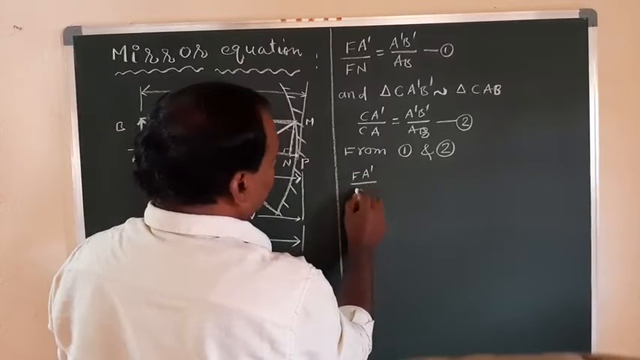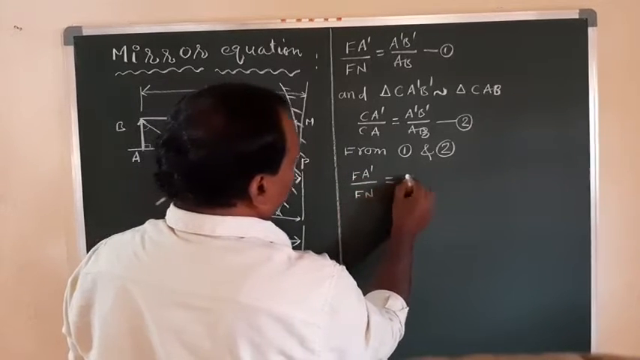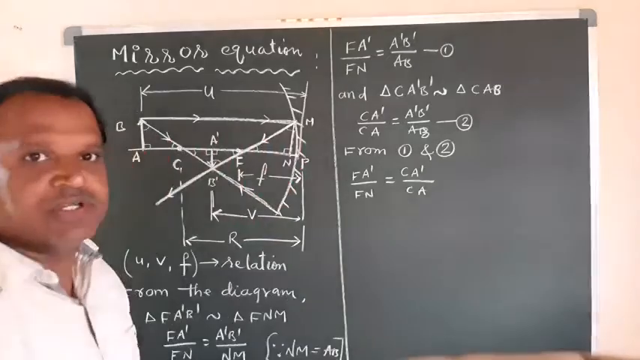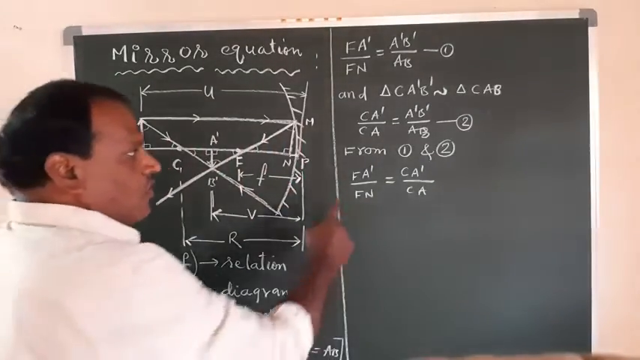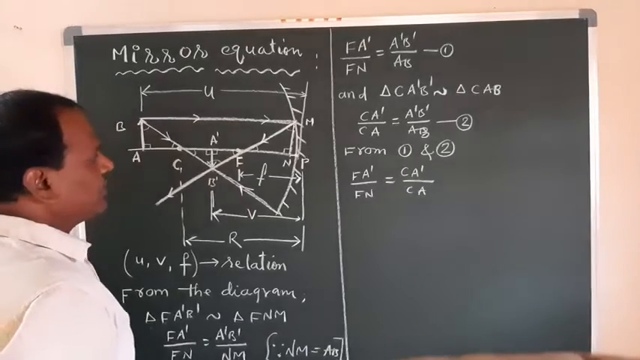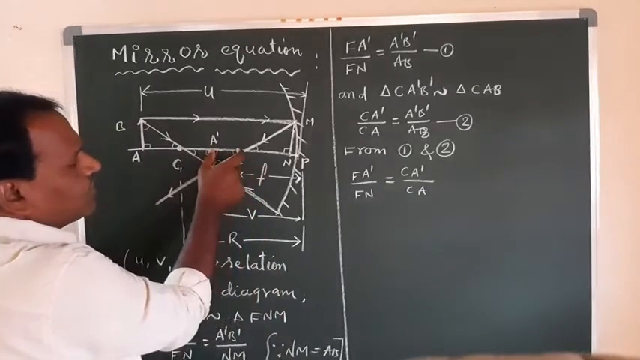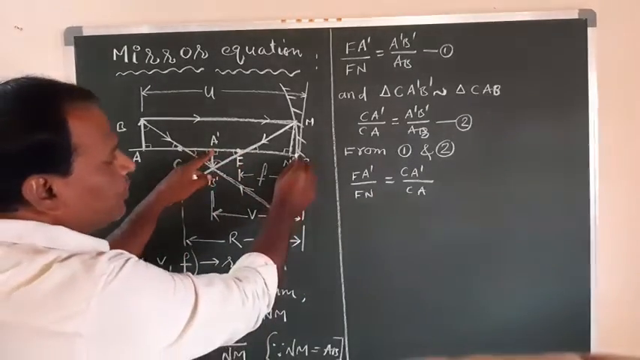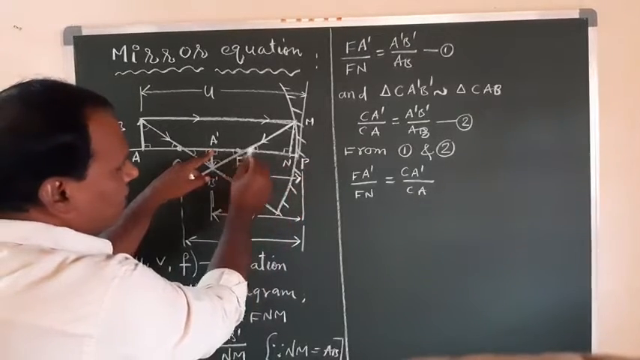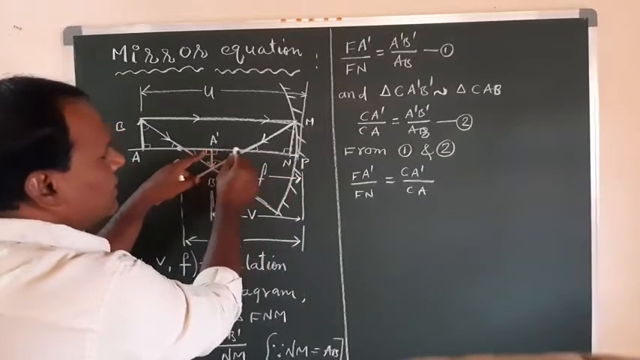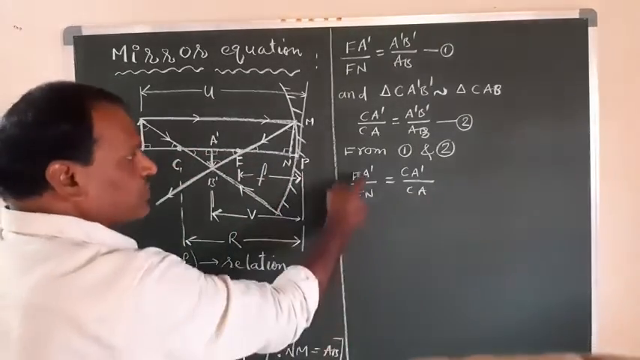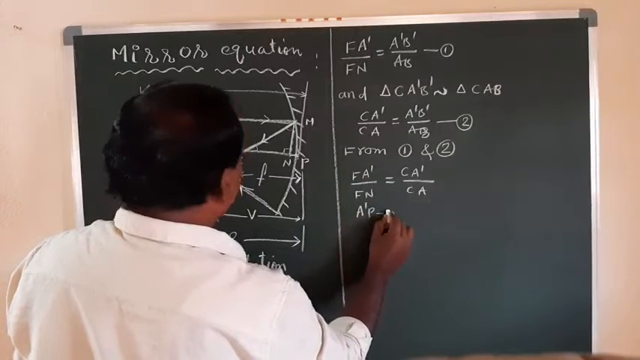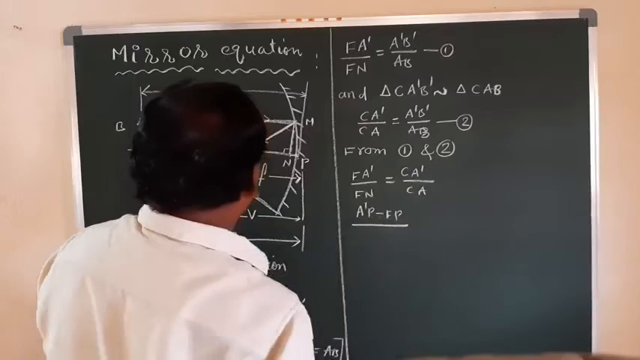FA' upon FN is equal to CA' upon CA. Isn't it? And now, what is FA'? Where to where is the distance? See here, FA', this distance we want to get. But this distance we don't know. But in the diagram you can see A' to P. From that, if you subtract FP, then you will get FA' only. So this FA' I can write from the diagram as A'P minus FP upon FN.